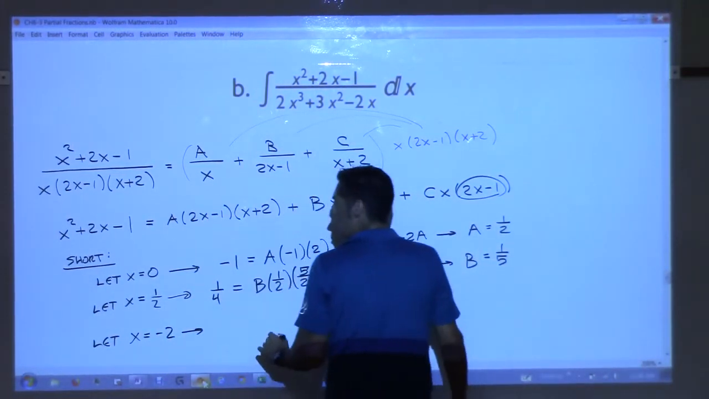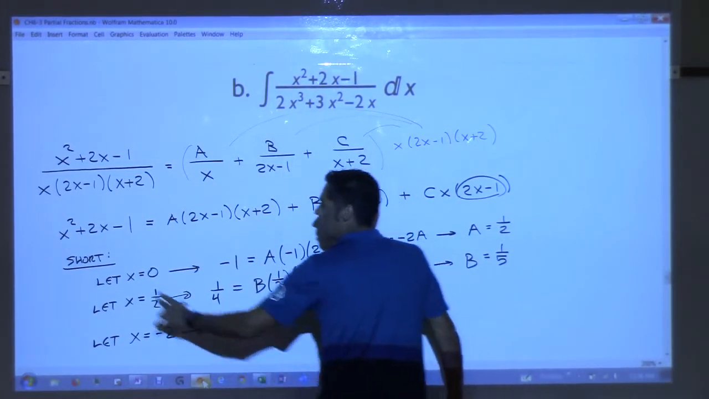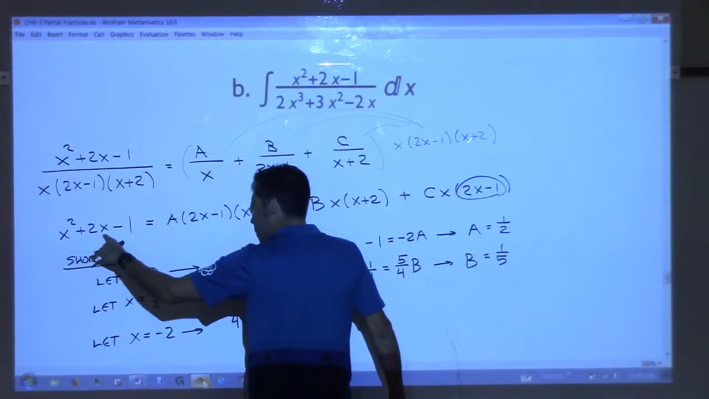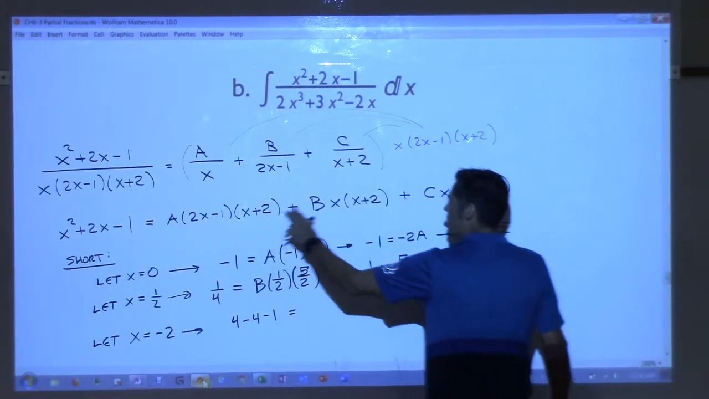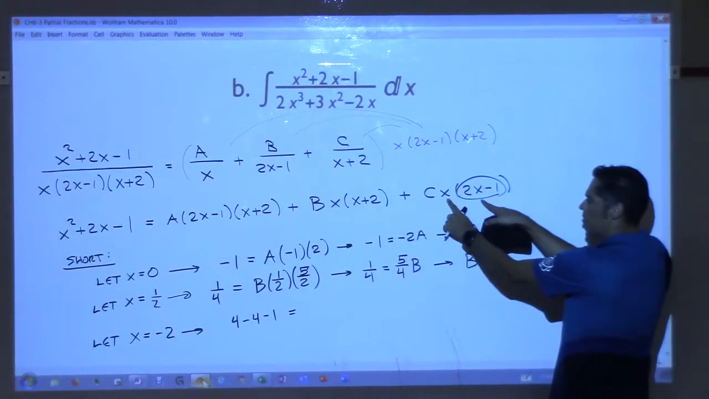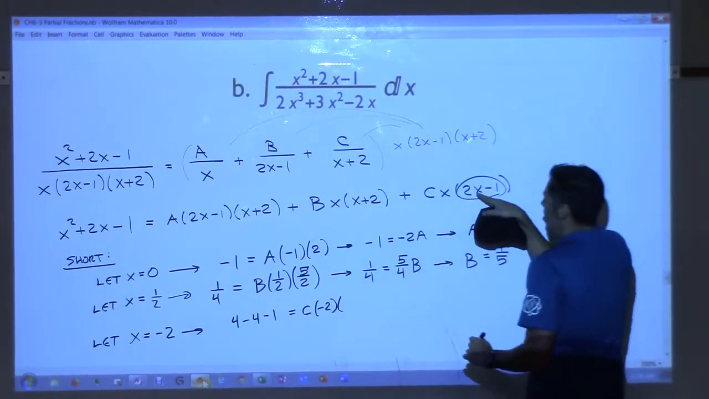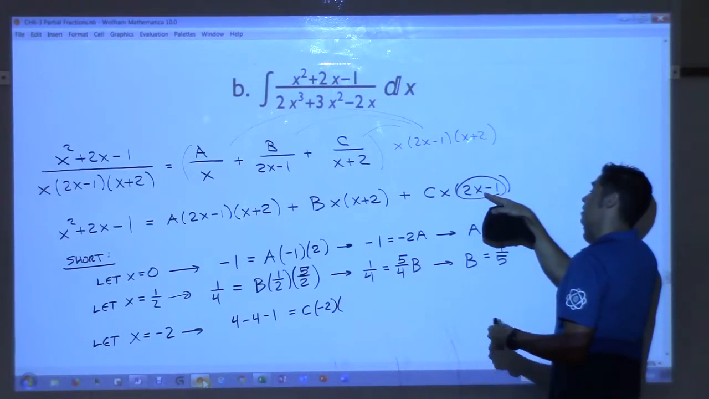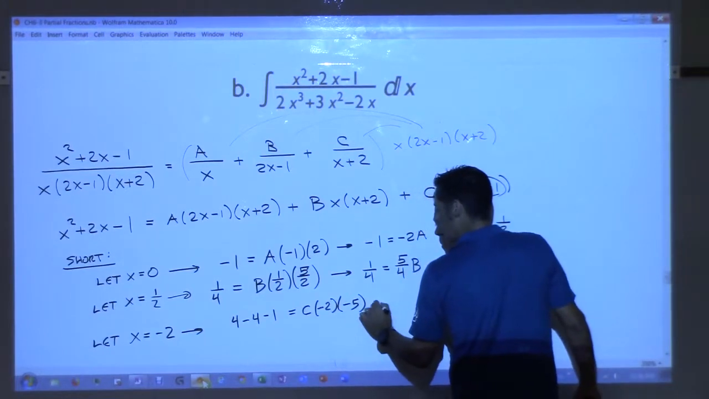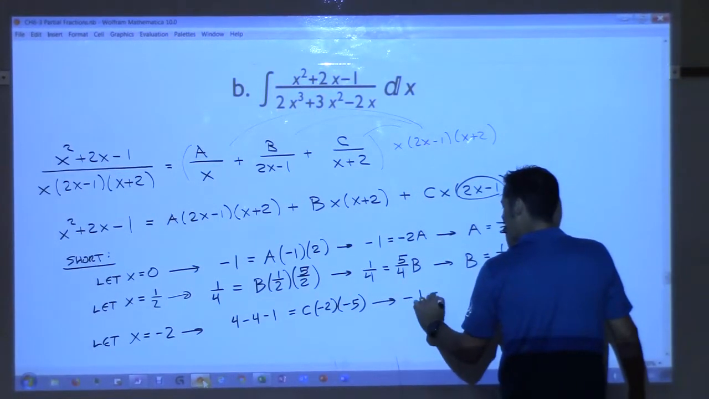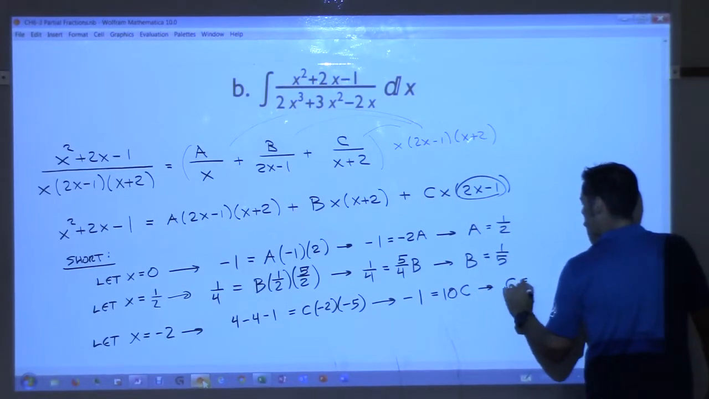So if x is -2, the left side becomes 4 minus 1, square -2, 2 times -2. So that left side's going to be -1. This one is gone, this one is gone, and now I'm replacing x with -2 here. So c times -2, -2 times -2 is -4, and then -1, so -5. So that becomes -1 equals -5 times -2 times c, 10c. And that means that c is -1/10.